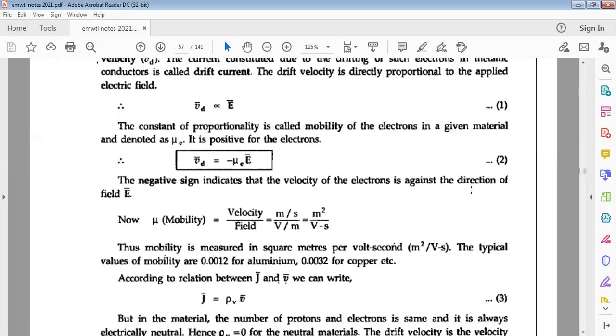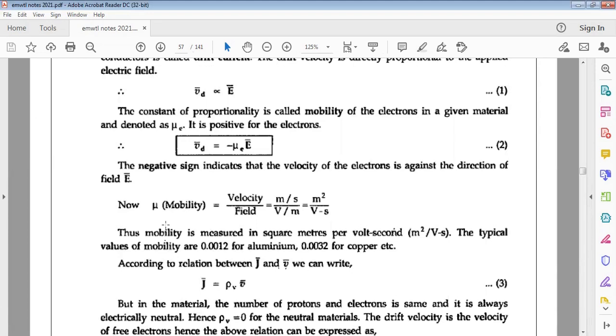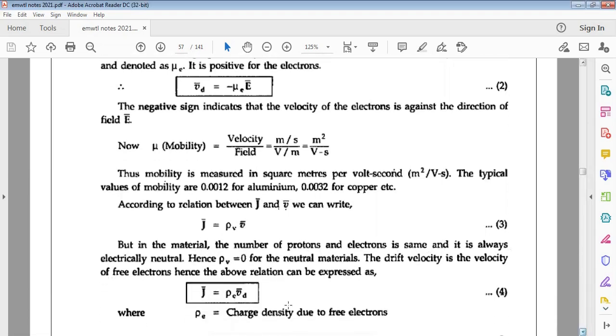Now we know one of the relations between the velocity and the current density: J bar is equal to rho_v into v bar. But in a material, the number of protons and electrons is the same. It is always electrically neutral. And so rho_v is equal to 0 for neutral materials.